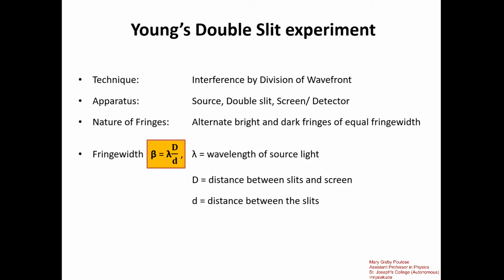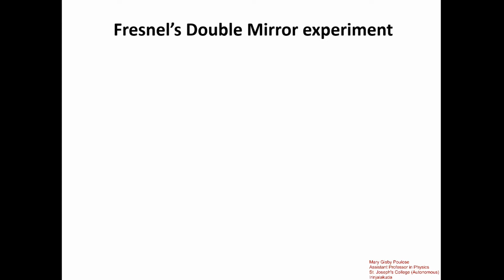So it was Fresnel who devised two other types of experiments to prove that interference is due to the division of wavefront. So in his next experiment, he used the Fresnel's double mirror experiment. And what is its setup?